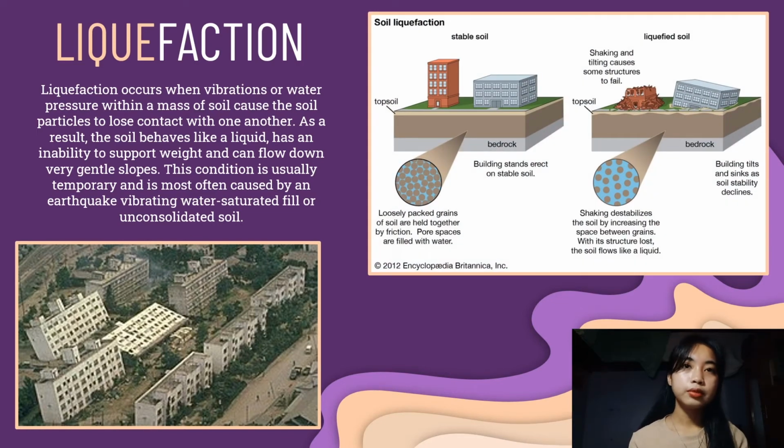Unstable soil. Loosely packed grains of soil are held together by friction. The pore spaces are filled with water, so the buildings and structures stand erect on stable soil. But when an earthquake occurs, shaking destabilizes the soil by increasing the space between the grains. With its structural loss, the soil flows like a liquid, causing the buildings and structures to tilt and sink as soil stability declines.